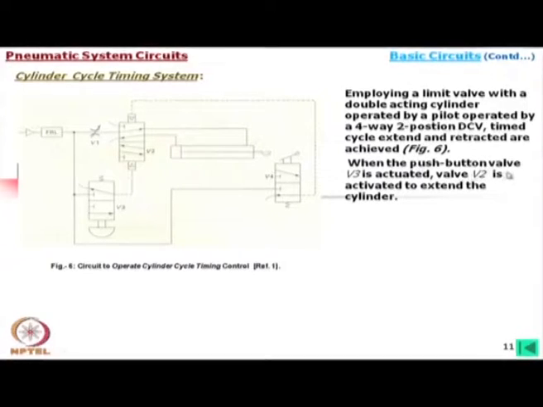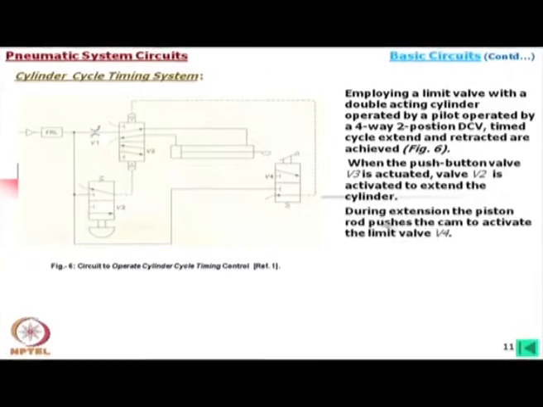Now, when the push button valve V3 is actuated momentarily, it extends the cylinder. In the normal condition it is like that. Now, when we push, this is connected to that, then the air is allowed to come over here and this is operated, which means the cylinder is being extended, the air is going to the piston head side and this is being actuated.